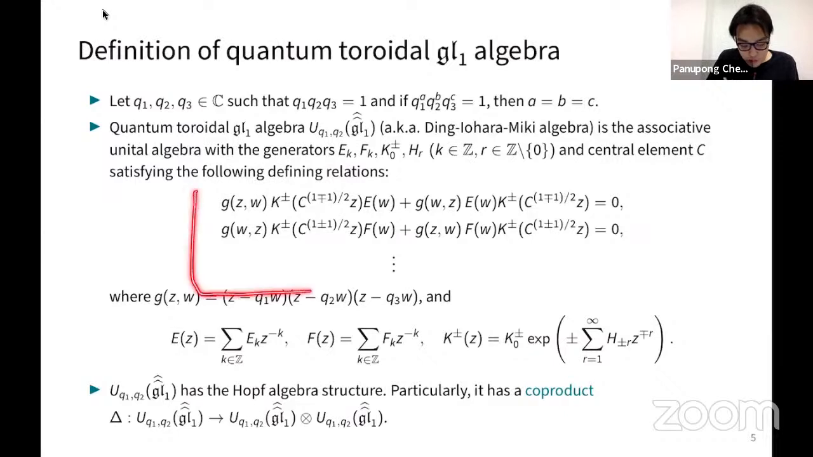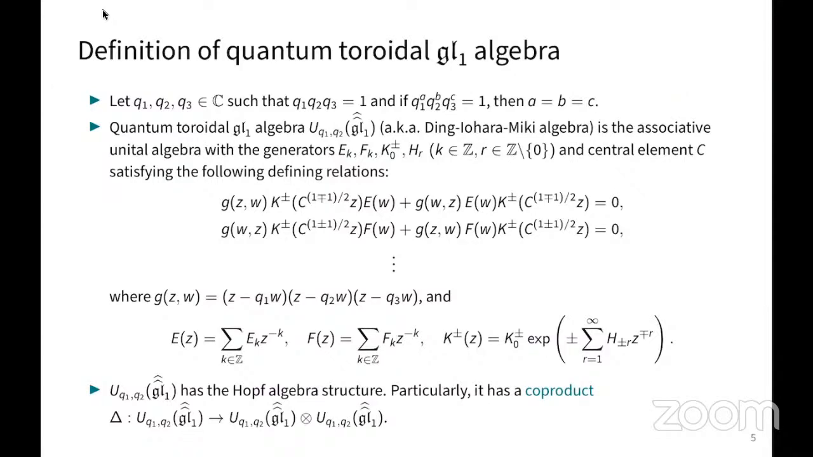Here I list just two of them, but there are many others. You can see that in the defining relations, I employ the current notation. I write it in terms of the currents instead of the modes. This is because it allows me to write the defining relations very concisely. And we can show that the quantum toroidal algebra has a Hopf algebra structure. In particular, it means that it has a coproduct. And as we will see, the coproduct will appear in the definition of the intertwiner.